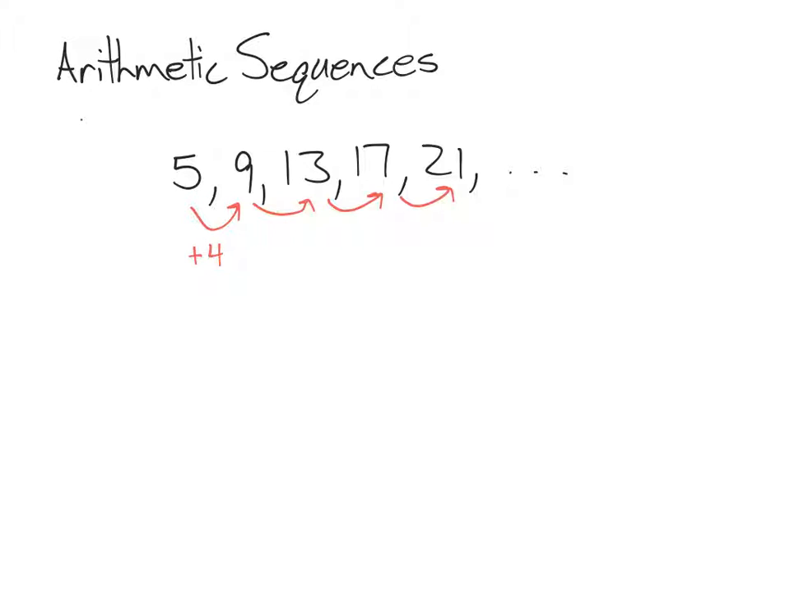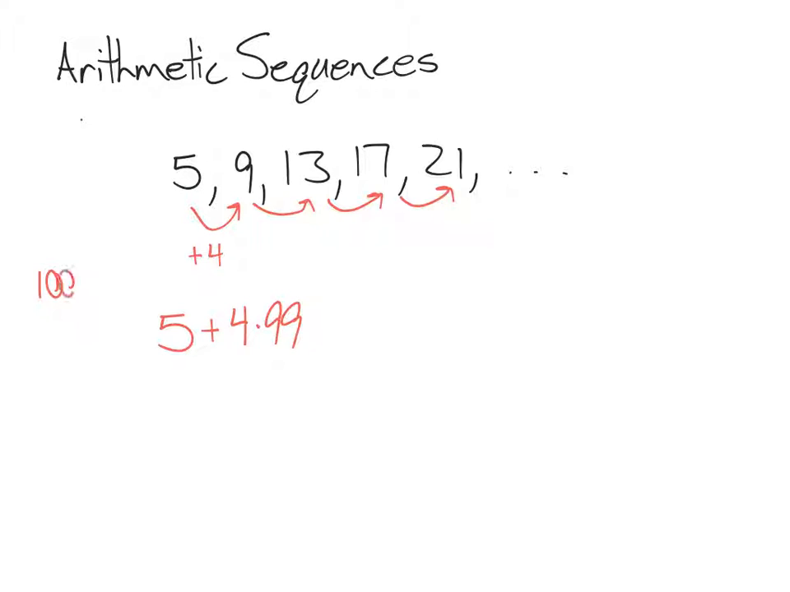Well, let's think about it. If I know I'm adding 4 every time, and I started at 5, how many times am I going to need to add 4 to get to the 100th thing in my list? Not 100, because I'm starting at number 1. I have to take 99 steps to get from the first term to the 100th term, right? So wouldn't it be 99 times 4? So I'm going to add 4 99 times, and that would give me the 100th term of this sequence.